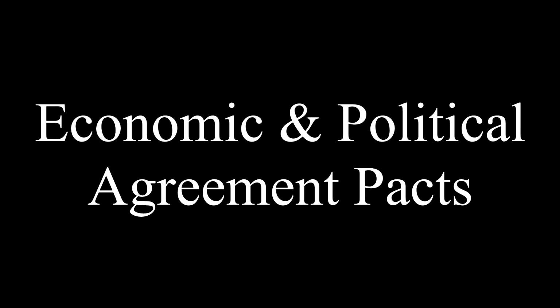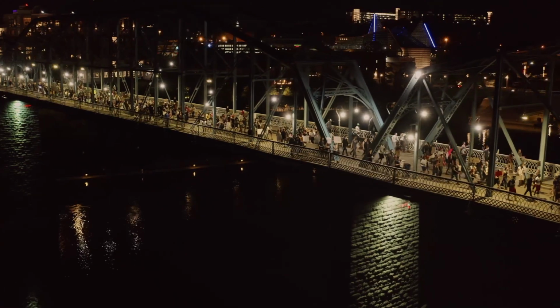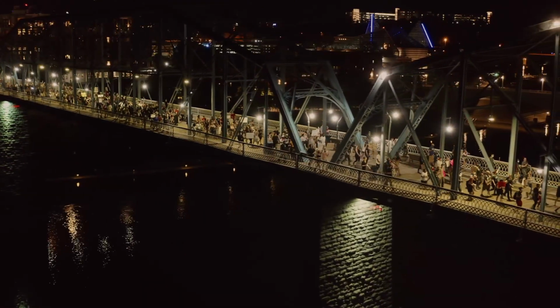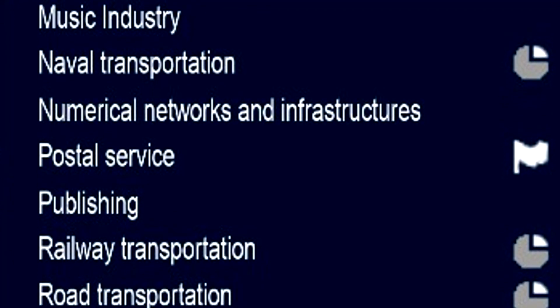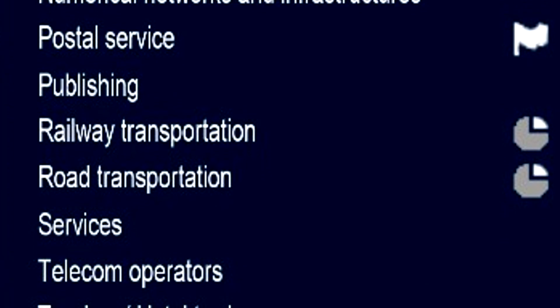Finally, the big kahuna herself, the Economic and Political Agreement Pact. This is my favorite one. These are the most difficult to get into as they are very specific and require your country to abide by certain environmental and social protocols to enter them, as well as to stay within this agreement. EPAs affect all sectors regardless of quota systems, so the entire economy can be affected by this. This includes services as well as other industrial sectors.